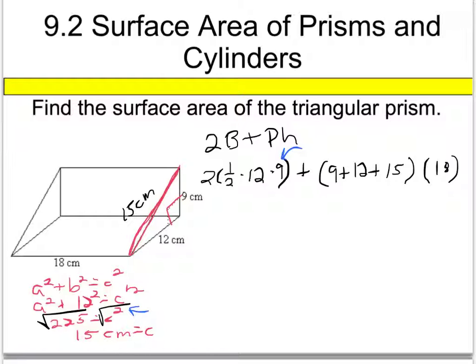Now, when we multiply all of these out, 2 times half times 12 times 9, you multiply it straight out, you get 108. Then, 9 plus 12 plus 15, what is that going to be? 36. Then we need to multiply it times 18, and we get 648. Add these all together, 756 centimeters squared. Remember, units squared. We're still finding the area. All right? So if you got 756 and gave it a shot, awesome. Give yourself a pat on the back, and we'll move on.